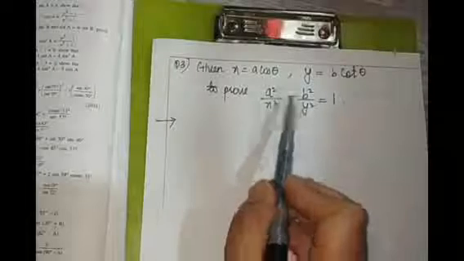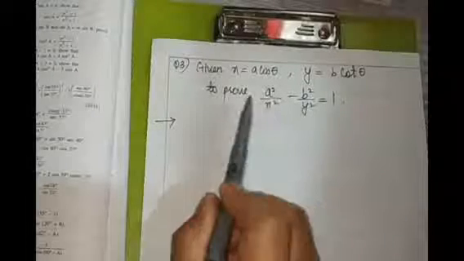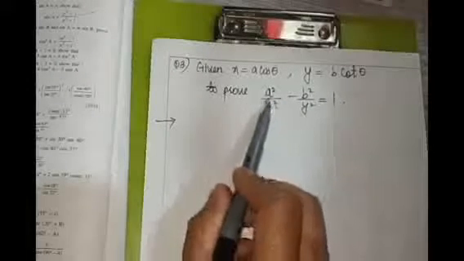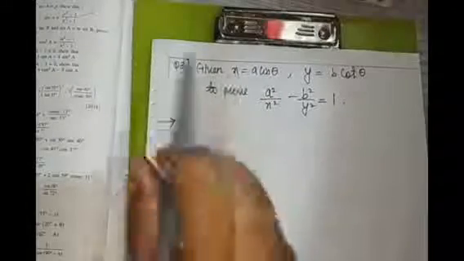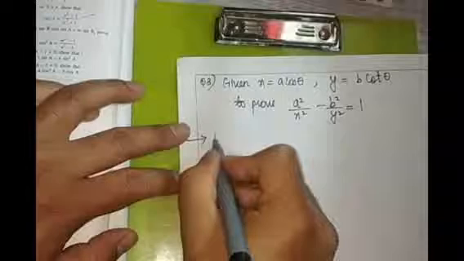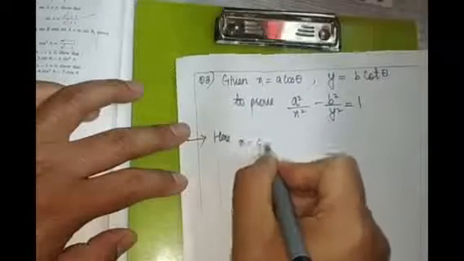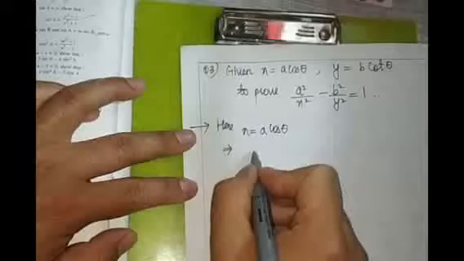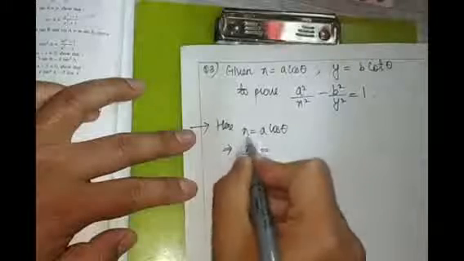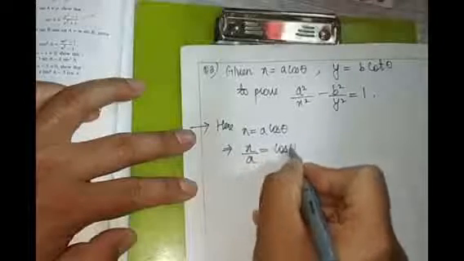Just forget about the square. First I need to get the value for a by x. And how will I get the value for a by x? Using this first condition, x equals a cos theta. So let us write down here, x is equal to a cos theta, which implies x by a equals cos theta.